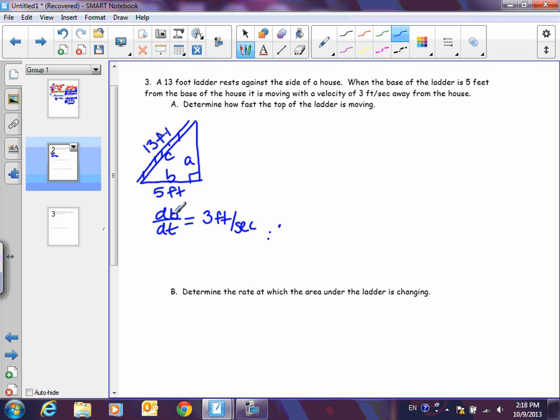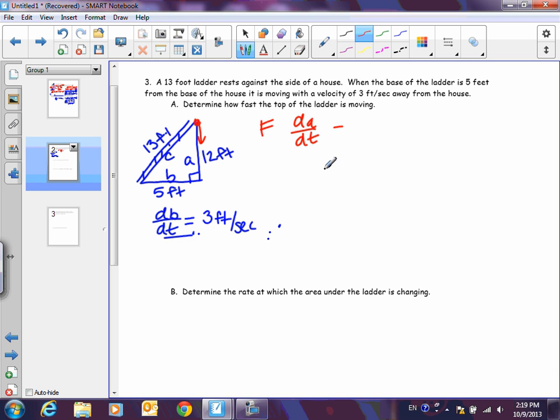So we have that. Do we know anything else based off of the situation? Yeah. A is definitely 12 because this is our other triple that we know really well. And they want to know how fast the top of the ladder is moving. So basically the ladder is going down. What we're trying to find is dA over dt. Do you think the answer is going to be positive or negative?